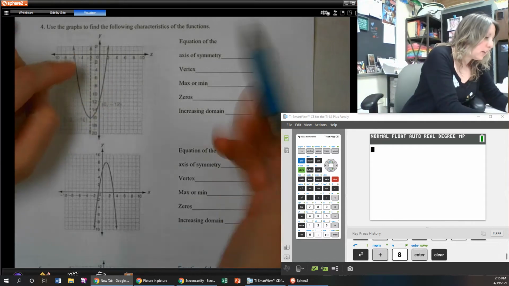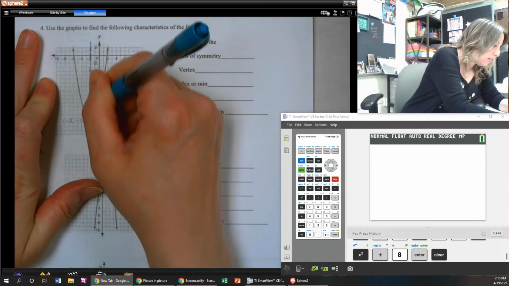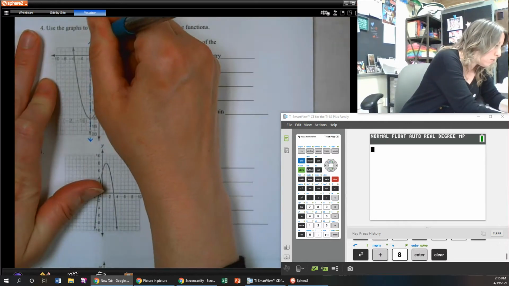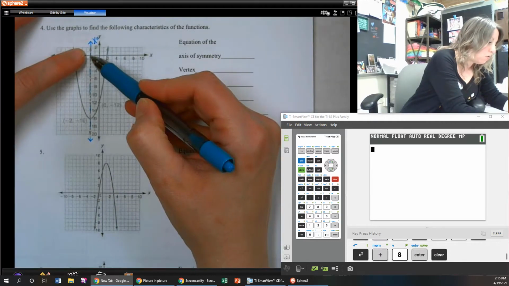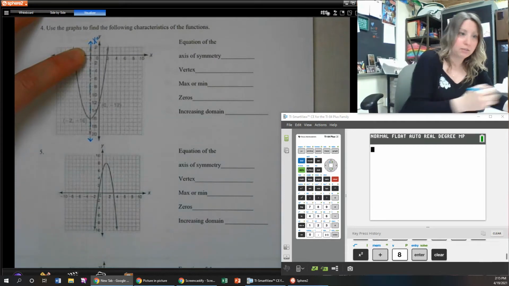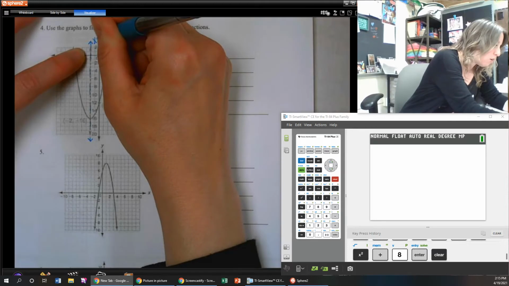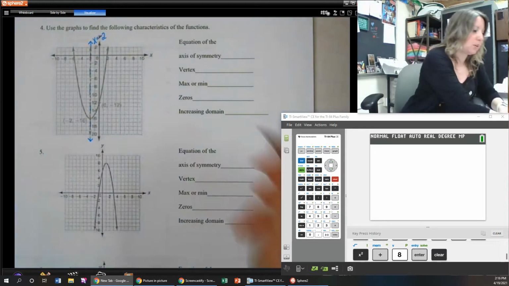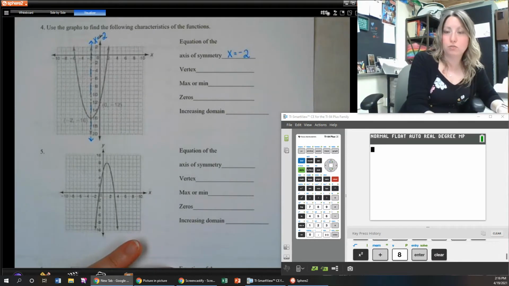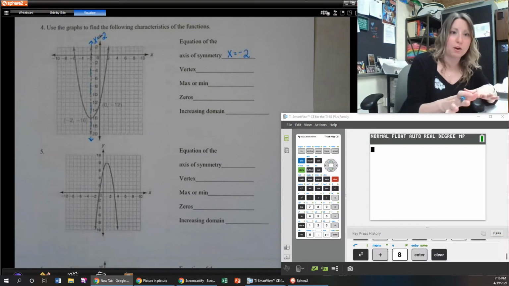So let's say the equation of the axis of symmetry is the equation of the line that cuts the parabola in half. And it's always x equals, and you always figure it out by drawing in that line as a dashed line. And wherever we're touching the x-axis, that's how we know what the equation of the axis of symmetry is. So it's x equals -2. Never write just -2. It's got to be x equals -2. Okay, it's got to be written that way.